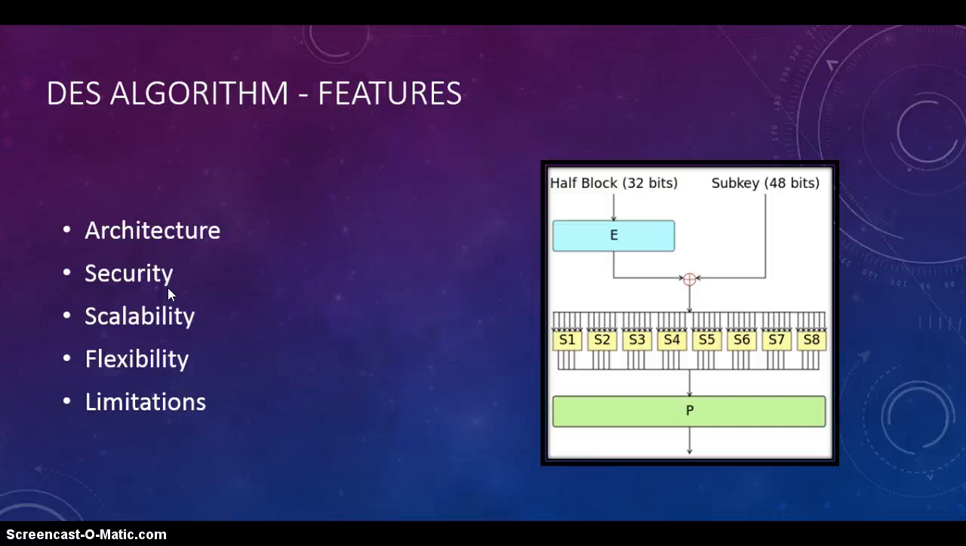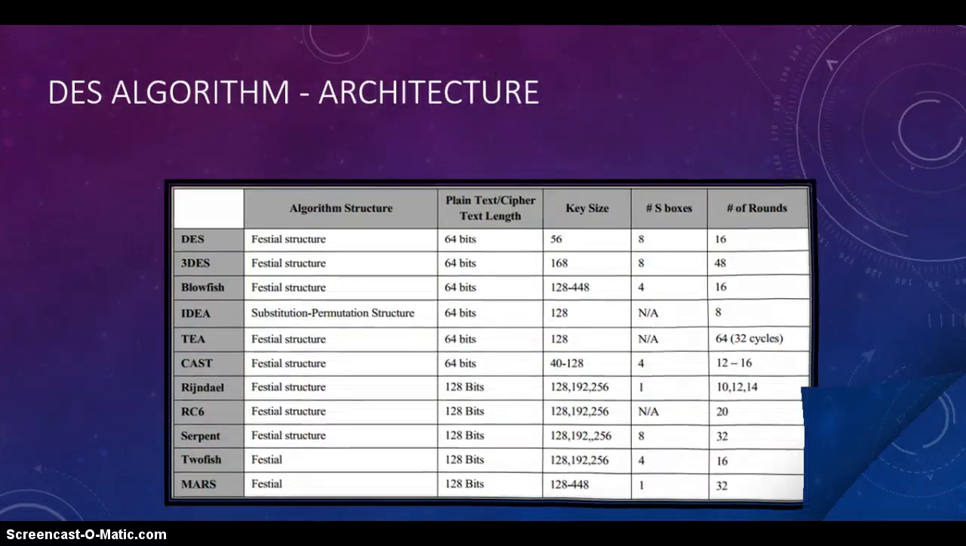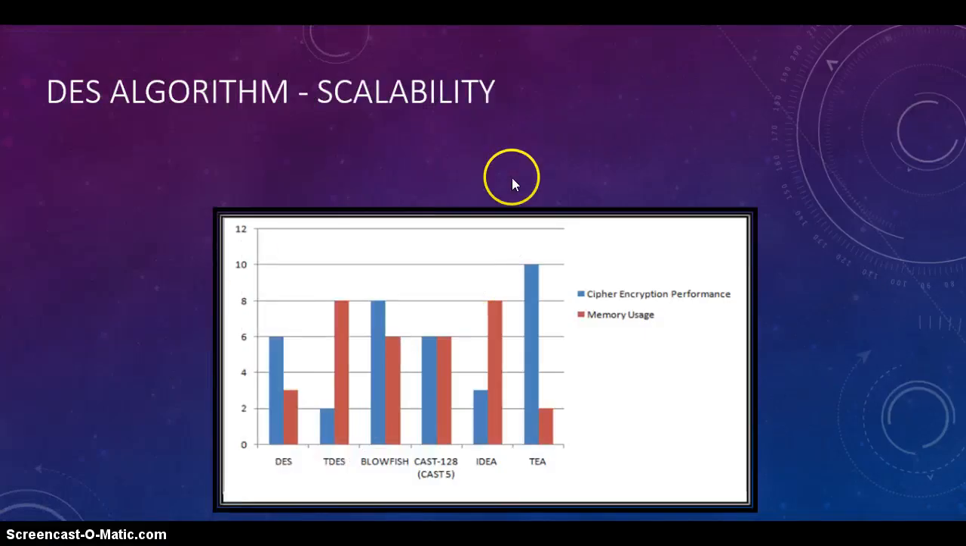So now let's see scalability. This graph shows generic scalability: memory usage, in red color, and the encryption performance, in blue. As we can see, this algorithm uses no more memory than the cipher encryption performance.